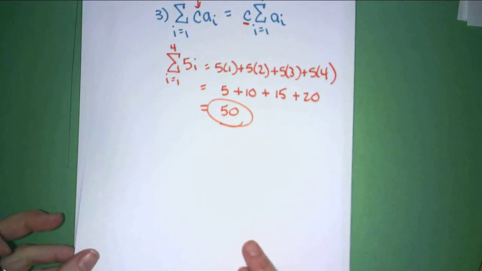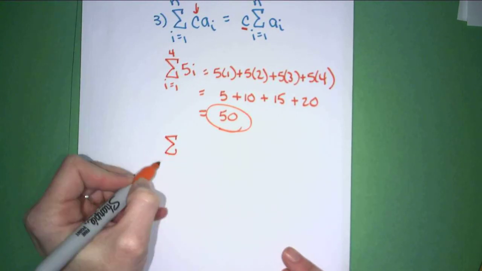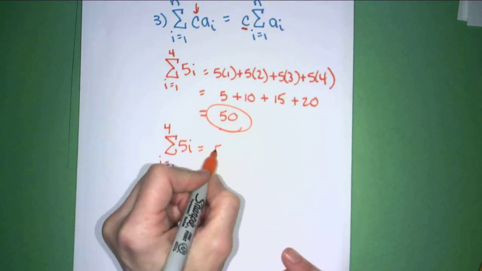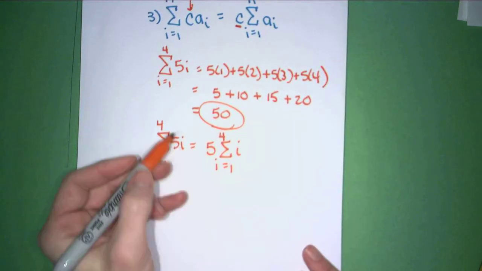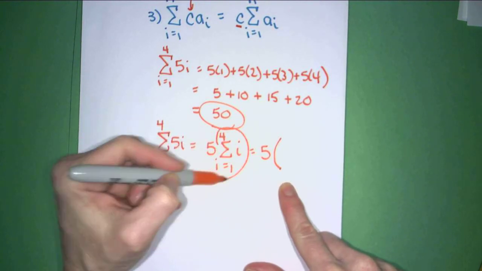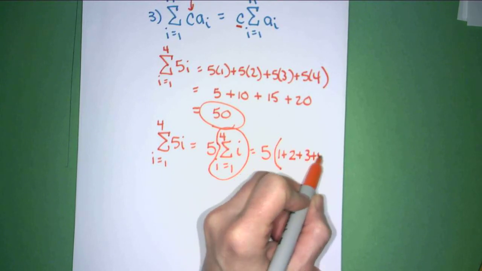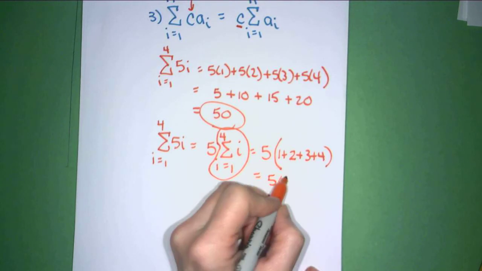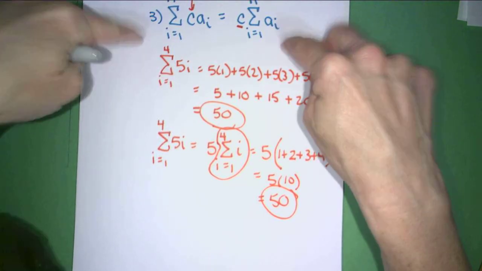Now, if you do it this way and you pull this 5 out, it would look like this. Originally, you would have the 5 inside, but knowing the rule, you would pull the 5 out and then just sum from i equals 1 to 4 of i. So this would be 5 times, and then you would just do this part. So you would let i be 1, and then 2, and then 3, and then 4. And you can see that's going to give you 5 times 3, 6, 10, which is also going to give you 50. So you're getting the same answer no matter which side you're using.